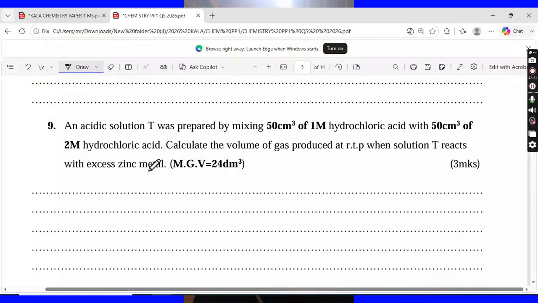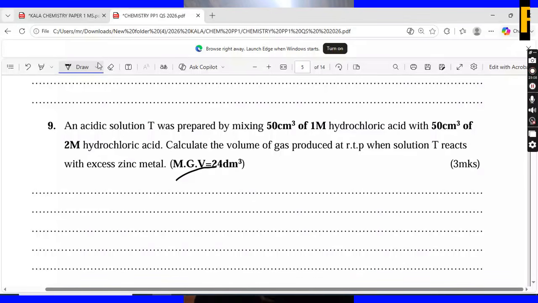An acid solution T was prepared by mixing 50 cm³ of 1 molar hydrochloric acid with 50 cm³ of 2 molar hydrochloric acid. Calculate the volume of gas produced at room temperature when solution T reacts with excess zinc metal.